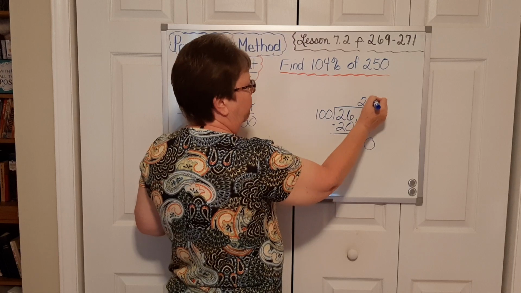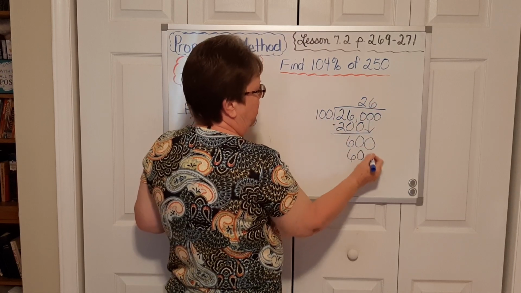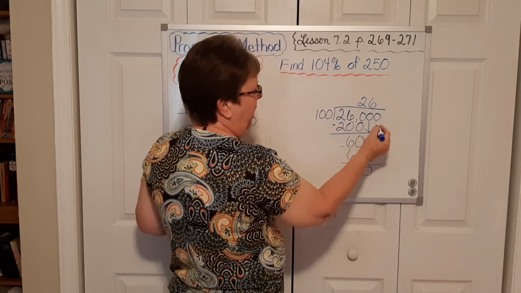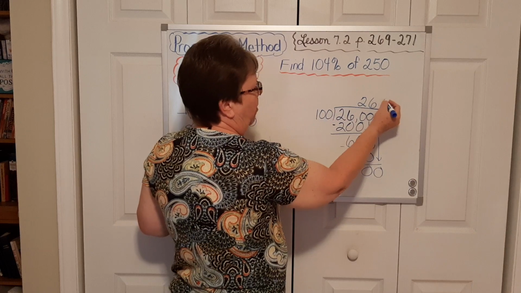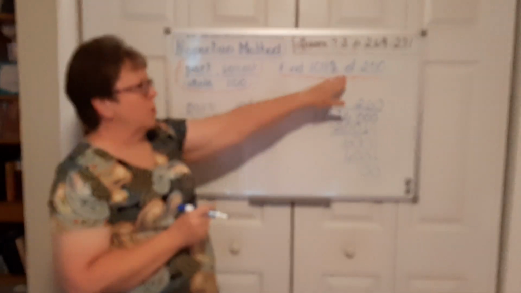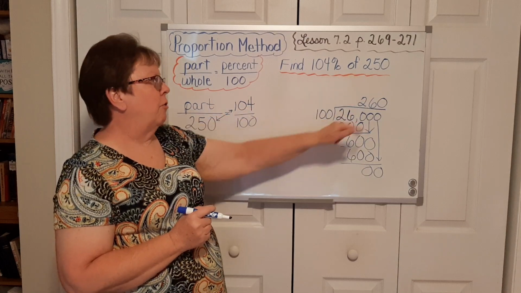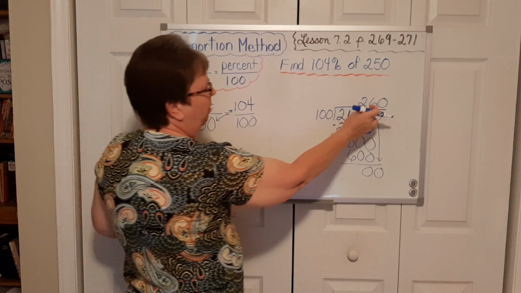100 goes into 600 6 times. 100 times 6 would be 600. Subtract, we get 0, but we had one more 0 to bring down, and 100 will not go into that, so we put a 0. So we found our answer. 104% of 250 is 260, and that's what would go in. We just found our part, so that's our answer.